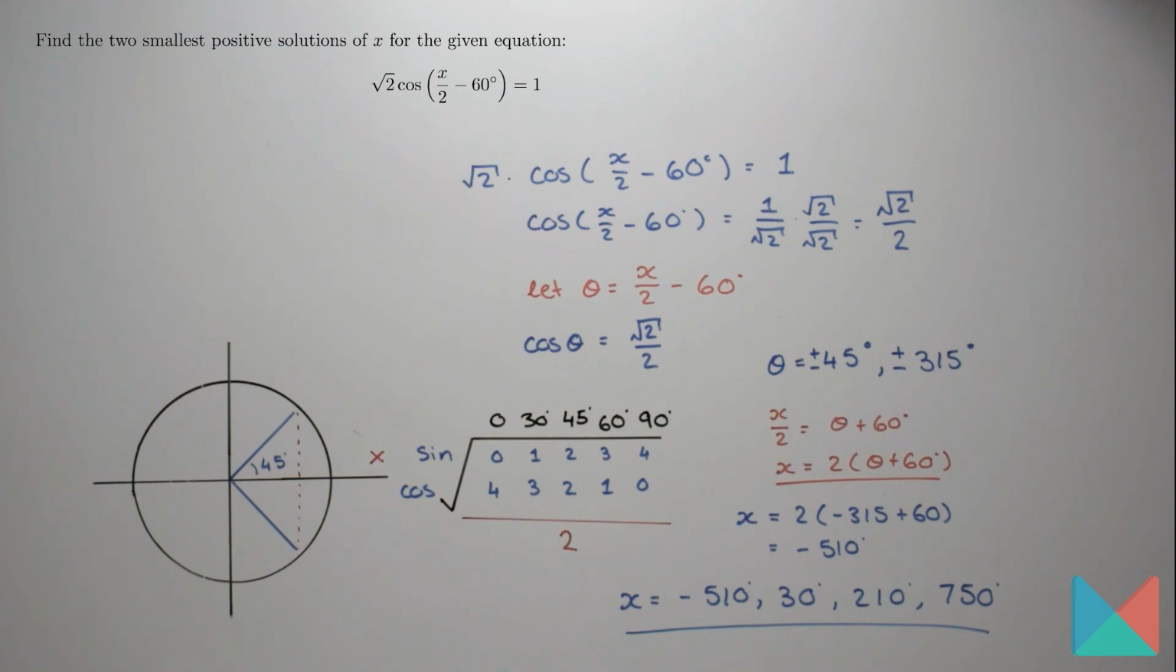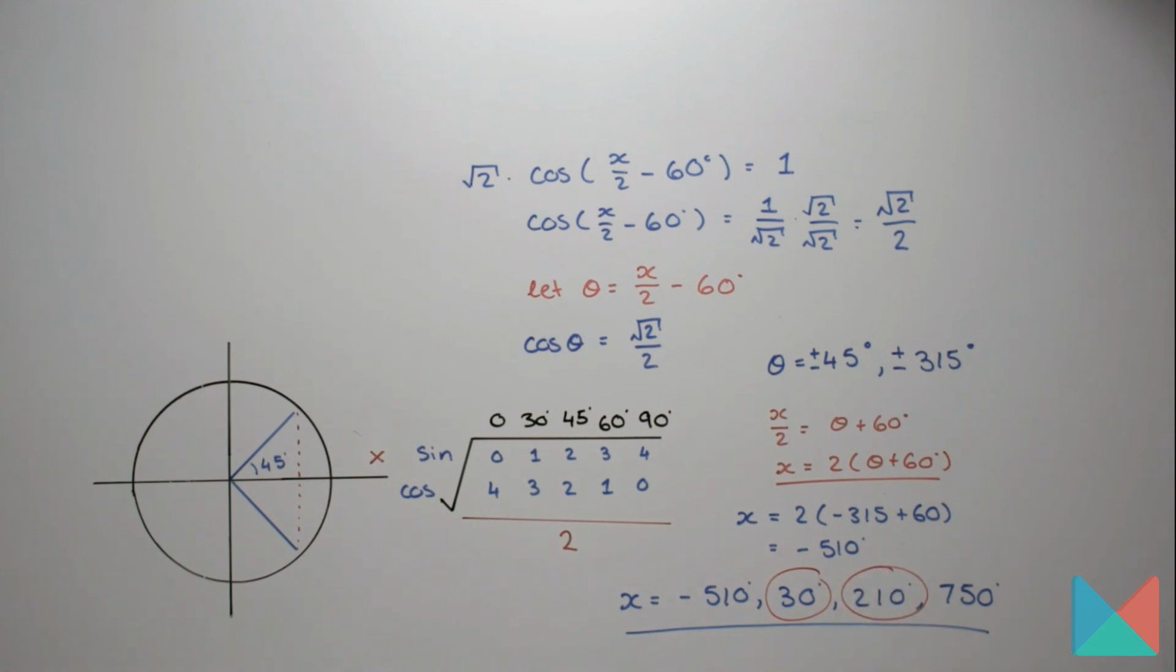You can see that we have a good range of values for x, where we start from negative values and we go to some positive values. Because the question asks for our 2 smallest positive solutions of x, we can only consider our 30-degree angle and 210-degree angle for our solution. So that's the end of our last problem, and that concludes this playlist on solving trigonometric equations.